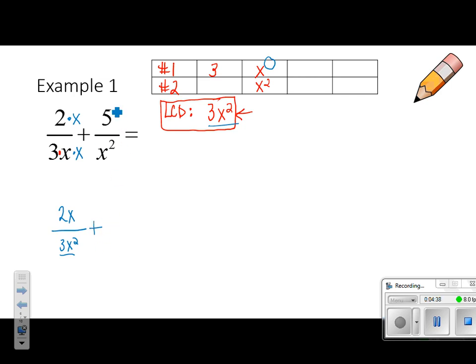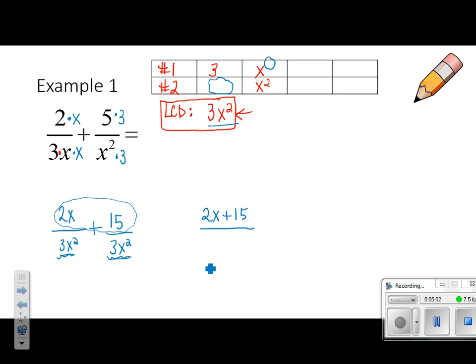Okay, now what's the second fraction missing? Well, if I look here, it's missing a 3. So I'm going to multiply the top by 3 and the bottom by 3. 15 over 3x squared. Does that look the same as that? If these two things are the same, I can add the numerators. So 2x plus 15 is 2x plus 15.